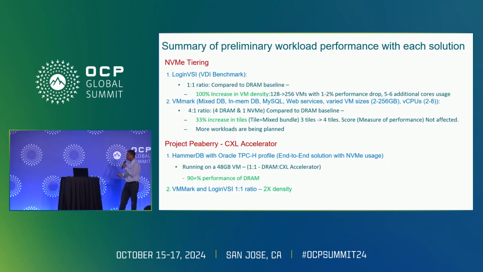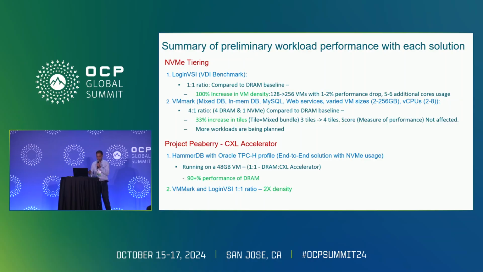So here's the summary. With NVMe tiering, we have a 100% increase in VM density with Login VSI, which is a popular VDI benchmark. VDI, as you all probably know, is virtual desktop infrastructure. It's a way to provision desktops for remote users, right? So a lot of our VMware customers are VDI users too. VMmark, as I mentioned, represents an average VMware user. So with NVMe, we can see a 33% increase in the workloads.